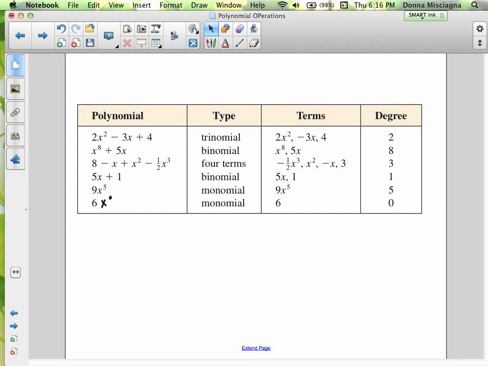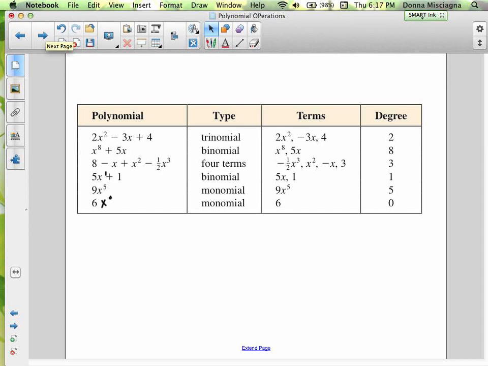Above that we have 5x plus 1. This is a binomial because there are two terms. There is the variable term 5x plus a constant 1. Since the largest exponent is 1, and x without an exponent is understood to be x to the first power, this is degree 1.